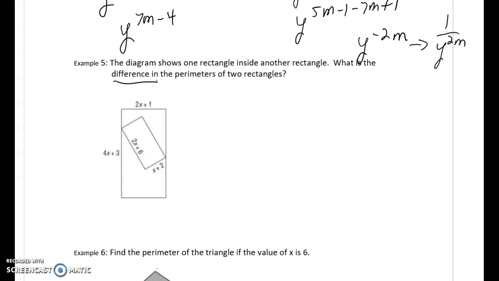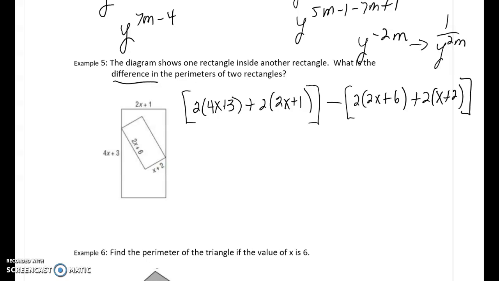Okay, so again, these are rectangles. Let me give you some time to see if you can figure this out on your own. So we are looking for the perimeter of the big rectangle, and then we're going to subtract from it the perimeter of the smaller rectangle.